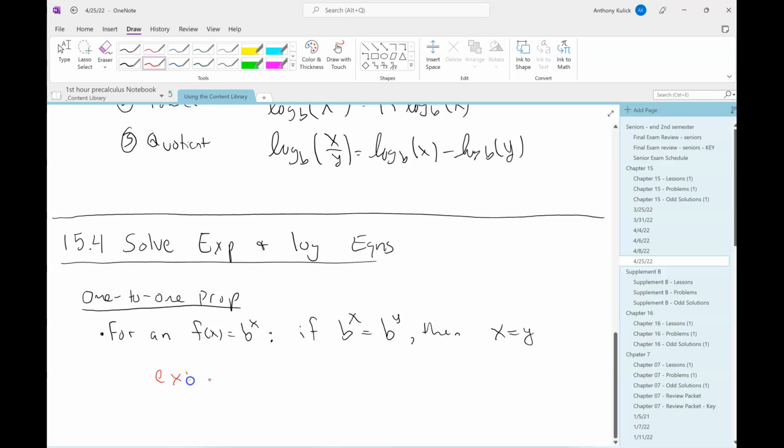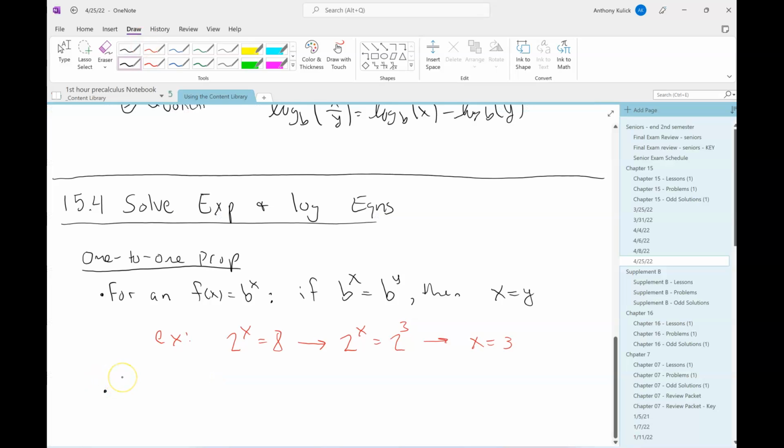So for example, if we know 2 to the x is equal to 8, we know 8 is 2 to the third, so then we can say that x is 3. Everybody's okay with that idea? So, very obvious kind of property.